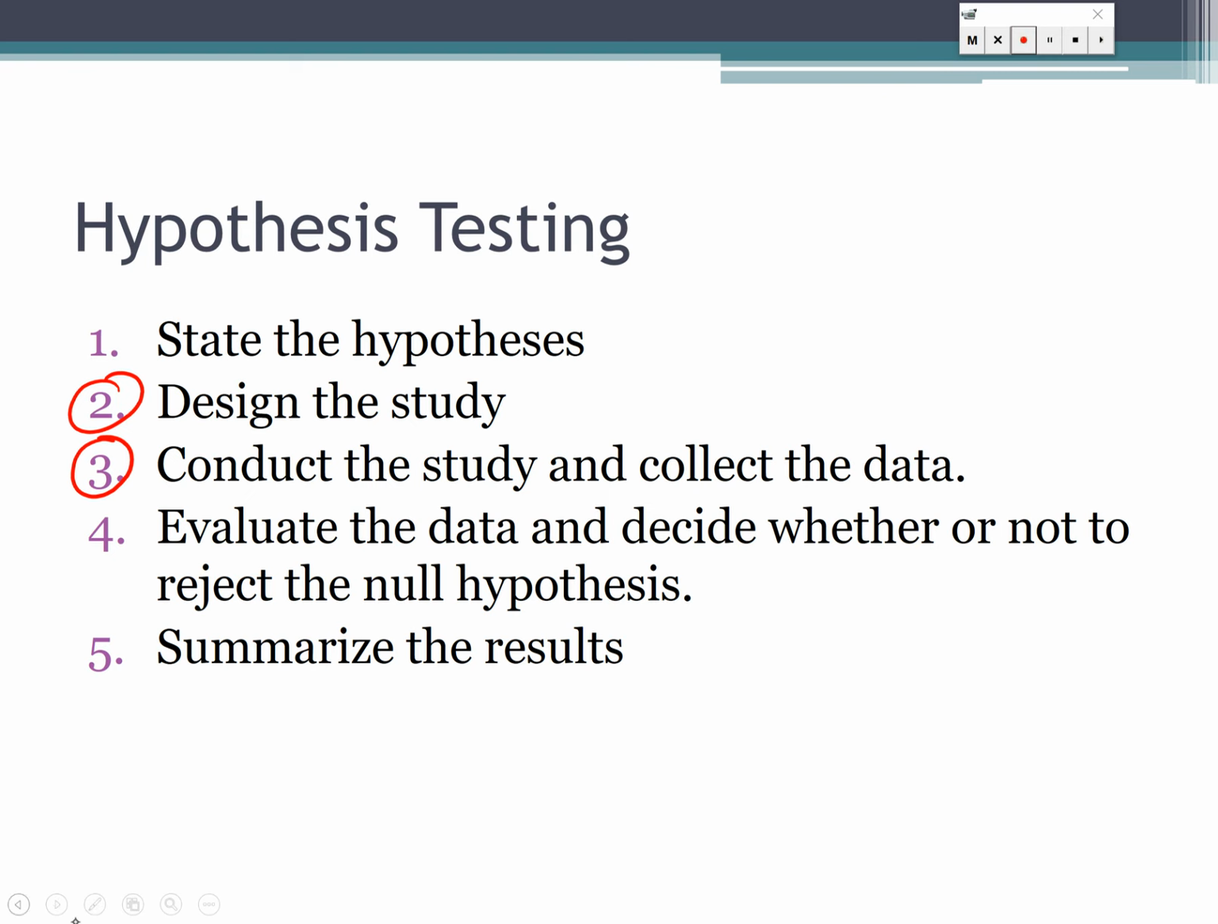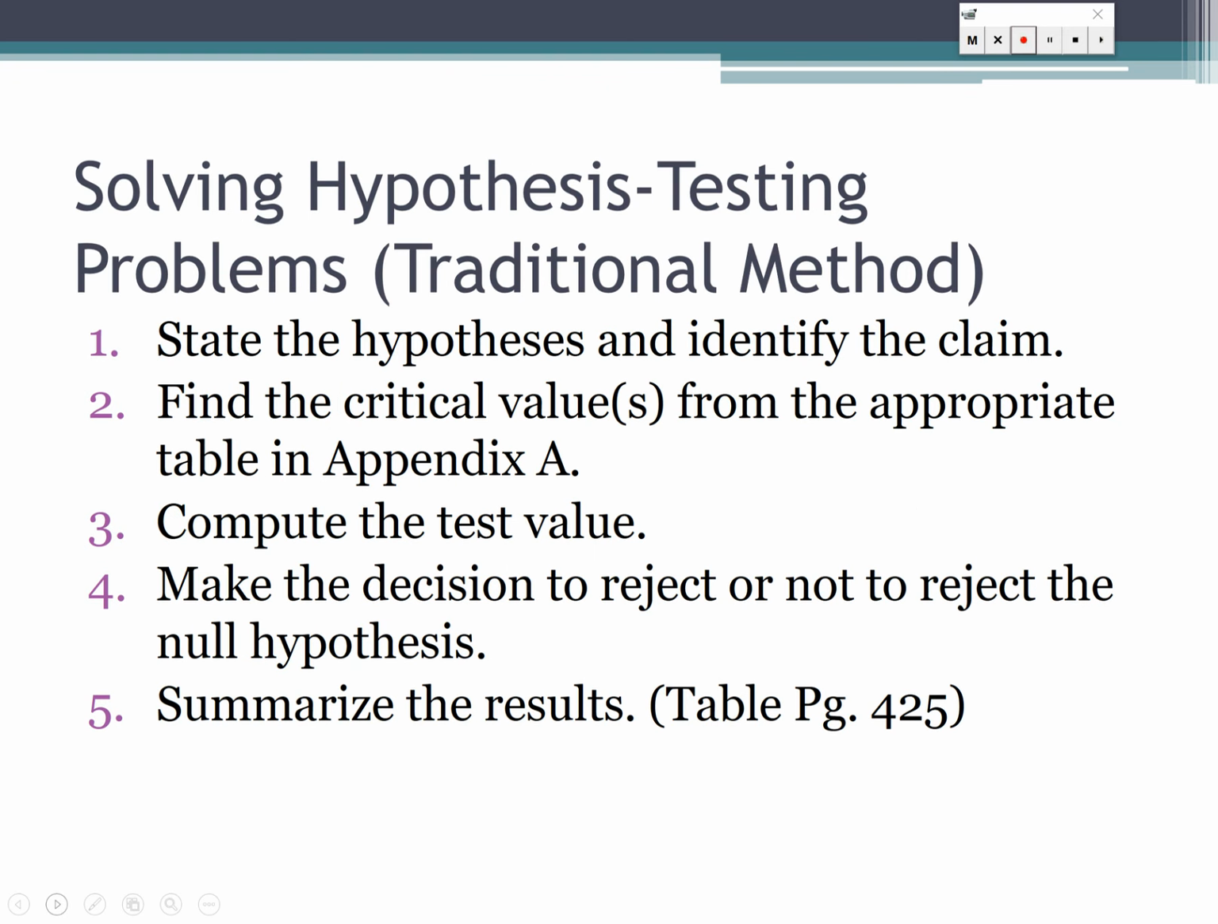So what it will look like for us, and again, we're going to dig in with our first test tomorrow for population mean. We will state the hypotheses and identify the claim. We will find critical values, these 2 steps we should hopefully be already comfortable with by the time tomorrow comes. Compute the test value, we'll do that tomorrow. Make our decision to reject or not, and then we'll summarize the results.